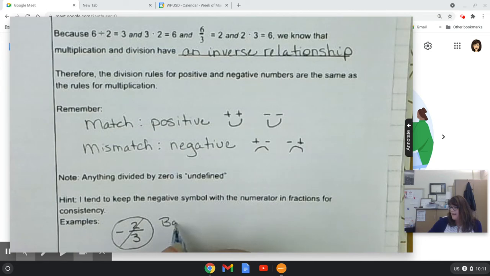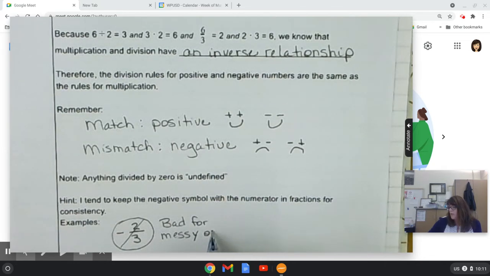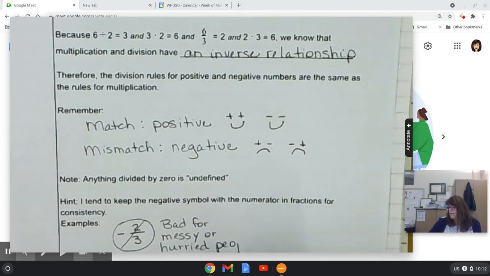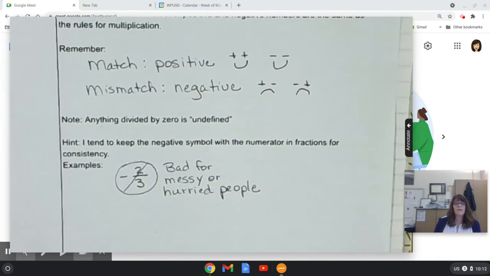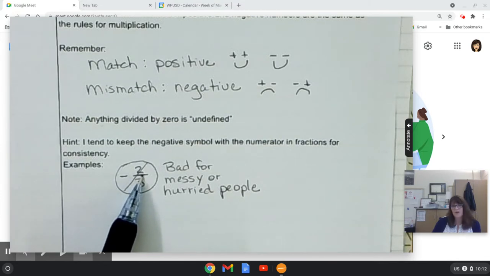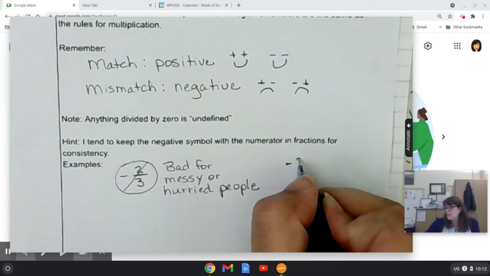because it is bad for messy or hurried people. I do not consider myself to be a messy person, but I often do math in a hurry. And when you have a negative sign next to your fraction line like that, man, it's easy to miswrite.